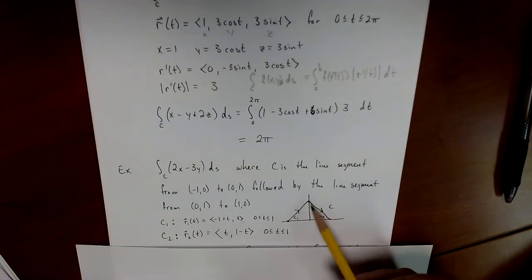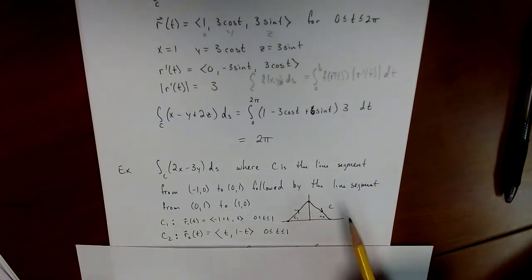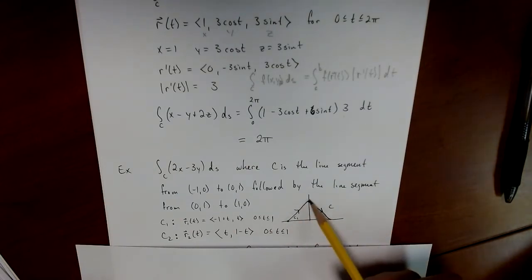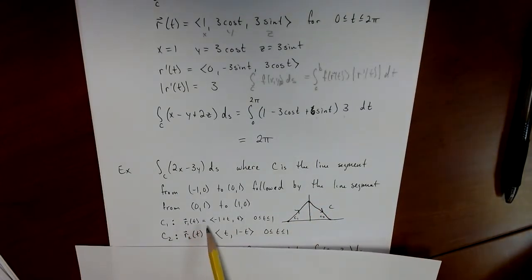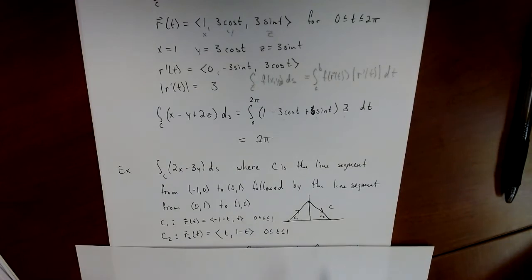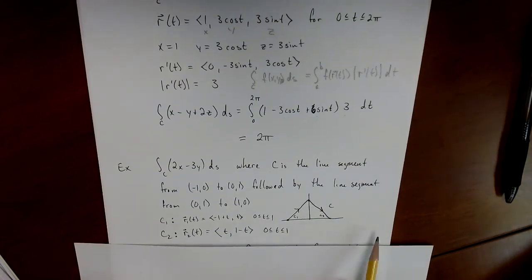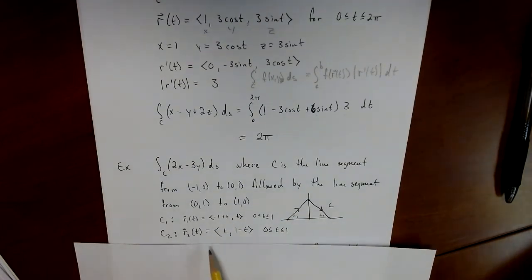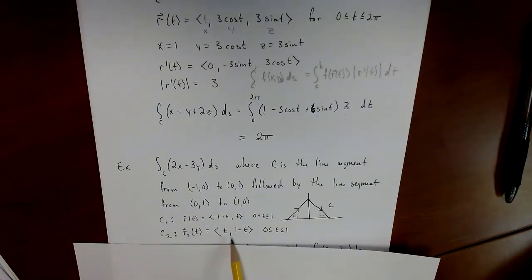This one is easiest if we parameterize it into two pieces. So if we parameterize this first line segment, we'll get r1 of t is negative 1 plus t, comma t, as t goes from 0 to 1. That's just the parameterization of a line segment from way back yonder. C2, same way, r2 is going to be t, 1 minus t, as t goes from 0 to 1.